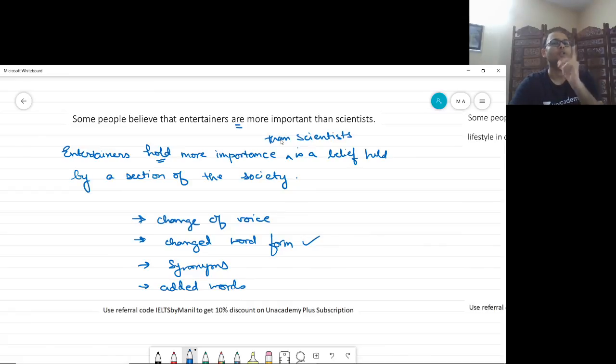But that is not the only change in word form that has happened here. The other is belief. See, here the word believe is a verb. But here the word belief is a noun. So when you replace a verb with a noun, you need to bring another verb, okay? And that I have done by bringing in the verb held, okay? So that is why I have put down changed word form as a separate strategy, not just in the form of change of voice. If you understood that, well and good.